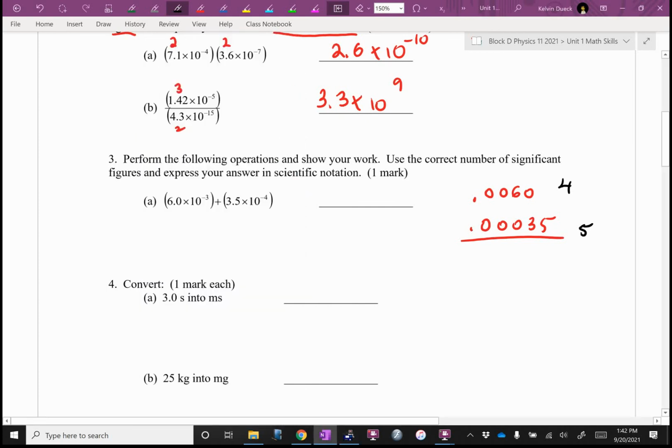So the final answer is going to be 0.0064. Now I'll write it in scientific notation. 6.4 times 10 to the negative 3. Half mark for the 6.4, half mark for the times 10 to the negative 3.